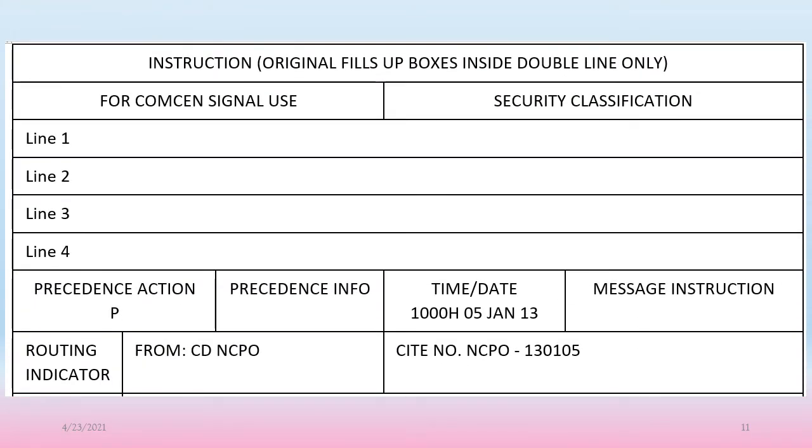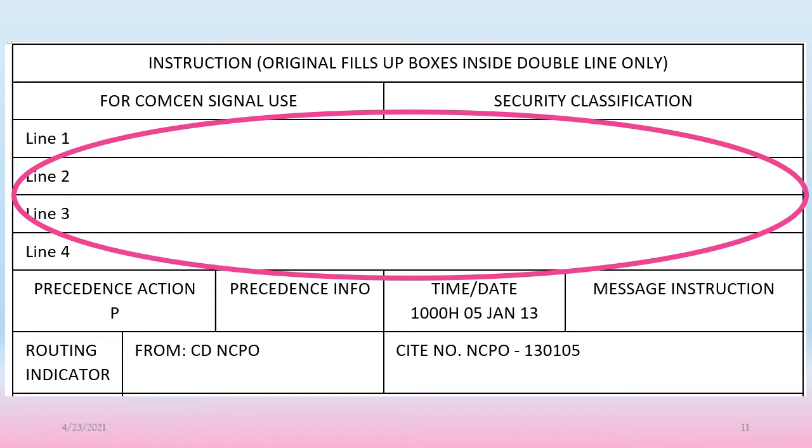So, we have here the upper part of the radio form. Ang nakalagay sa taas is instruction, originator fills up boxes inside double line only. So, ibig sabihin, mag-fill up ka sa double line lang, sa gitna, sa space na may double line. Okay? Hindi pwedeng sa linya or above sa linya, dapat nasa gitna, sa space. Okay? And then, meron tayong for comms and signal use, yung line 1, 2, 3, 4. Okay? For communications, electronic service or signal use, routing indicator for operators use. For operators use only lang siya.